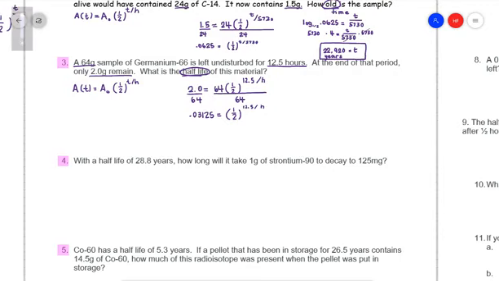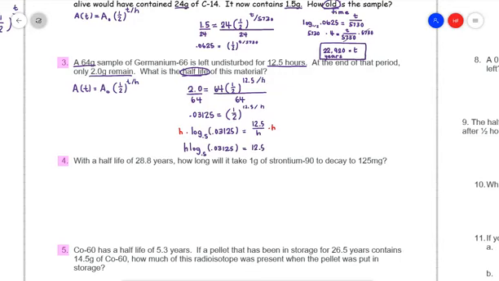Now that we have a base with an exponent alone, we can convert. So this is log base 1/2 of 0.03125, sorry. And that equals 12.5 over H. So now we need to get H by itself. So what I'm going to do is multiply by H. So I get H log base 0.5 of 0.03125 is equal to 12.5.